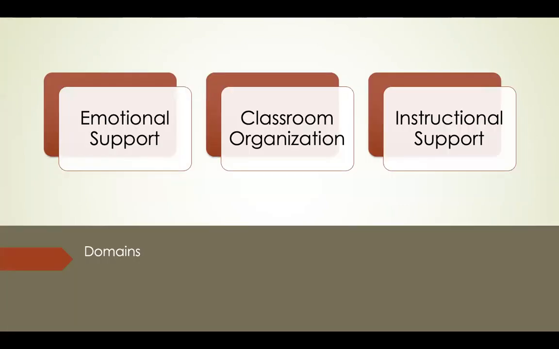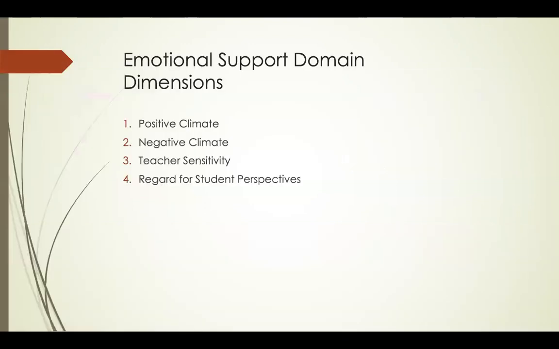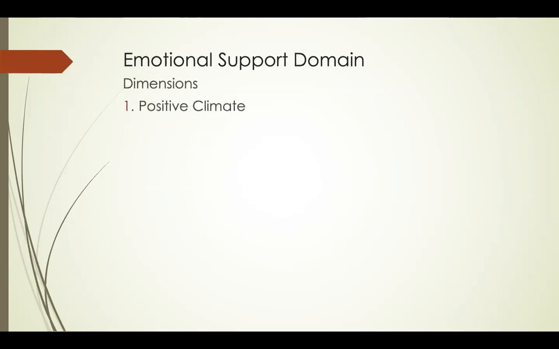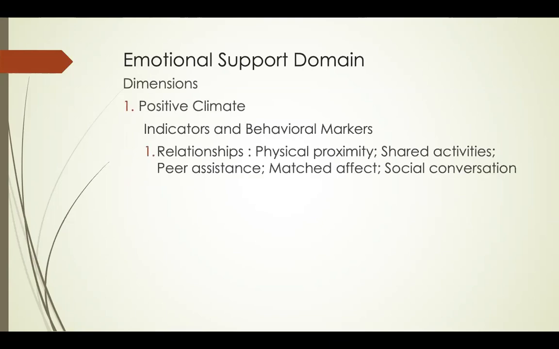So let's get into the details of the domains. So again, these are the 3 different domains for the pre-K. Emotional support is what we will start with. So emotional support, as you remember from the previous slides, has 4 dimensions, and the 4 dimensions are listed right here, and let's jump right into it. So the first one is positive climate, and within positive climate we have various indicators and behavioral markers that we measure. So we're looking at relationships.